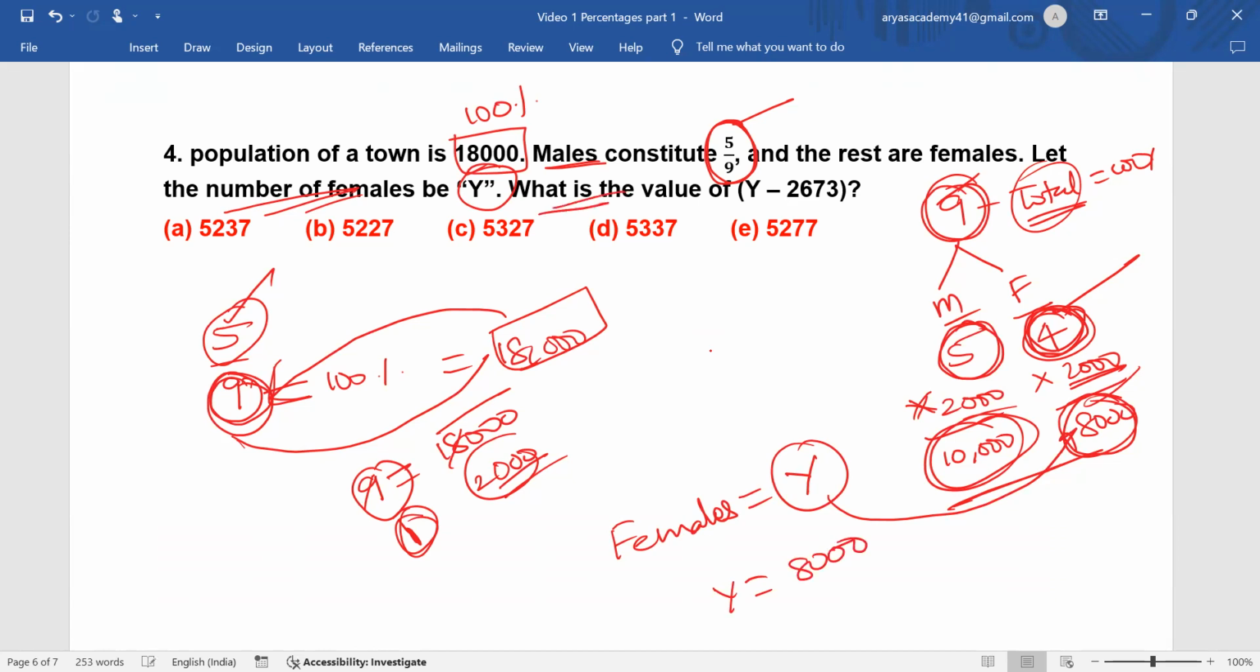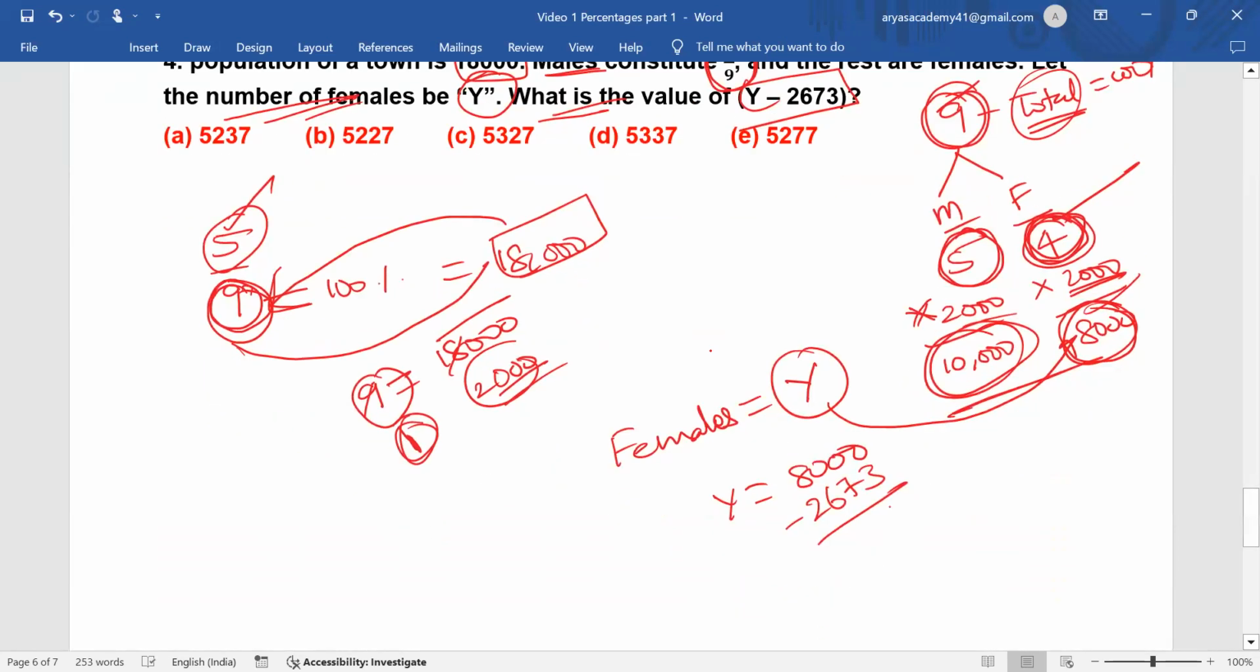And finally, they're asking what is the value of y minus 2,673. Which means 8,000 minus 2,673. 10 minus 3, 7. 9 minus 7, 2. 9 minus 6, 3. And here we have removed 1, so it becomes a 7. 7 minus 2 will be 5. So this is the correct answer: 5,327. Look at the options. Here it is, the third option. 5,327 is the correct answer.